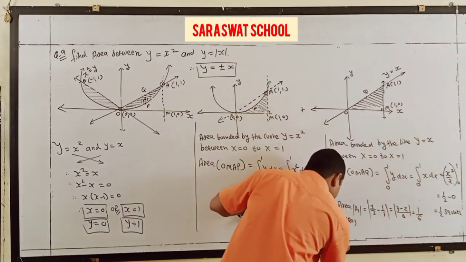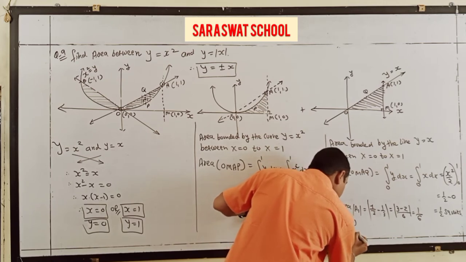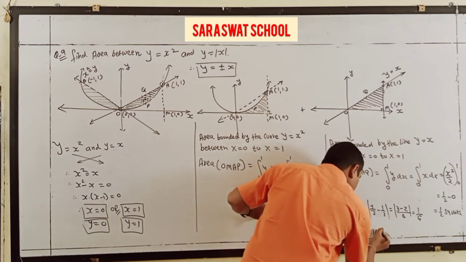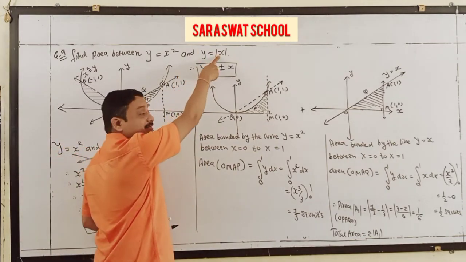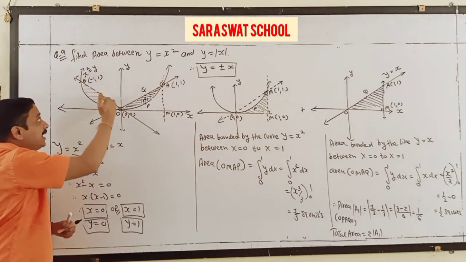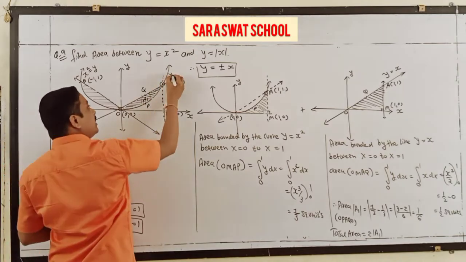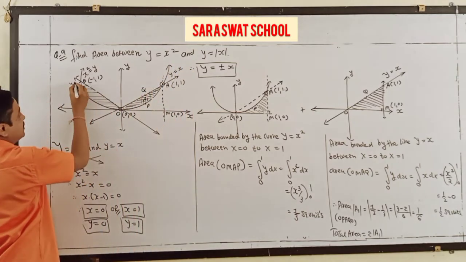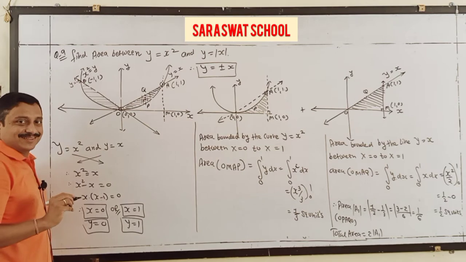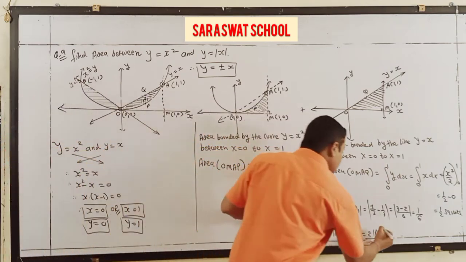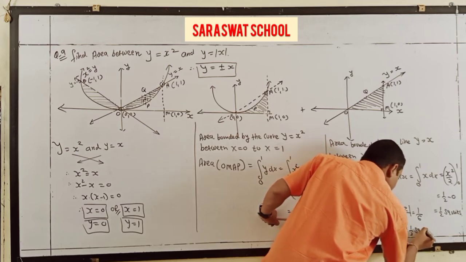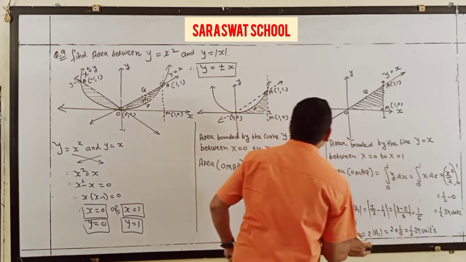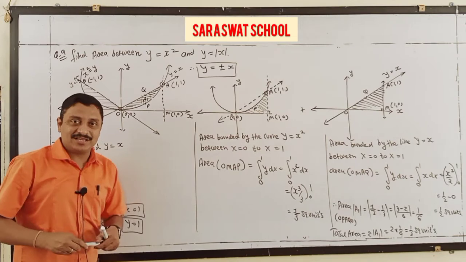So total area, 2 times of A1. Why total here? Because my question is modulus x. So this line and that line, for this line is indicating y is equal to x, and this line is y is equal to minus x. I double checking. So 2 times of 1 by 6 is 1 by 3 square units. And here students, our 9th question is done.